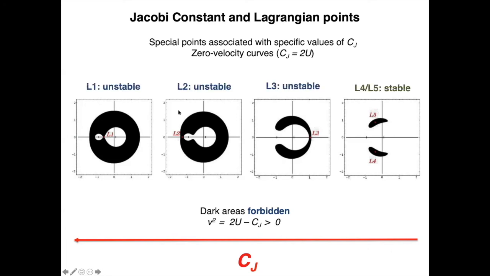Notice that the L1, L2, and L3 points are unstable, whereas the L4 and L5 points are stable. That is because if you place a test particle here at L1, even though it is an equilibrium point, it is surrounded by white areas where motion is possible. So if you place it here, you can easily slip into these two areas. Whereas if you place a particle at the point L4 or L5, it is going to move around the tadpole orbit.